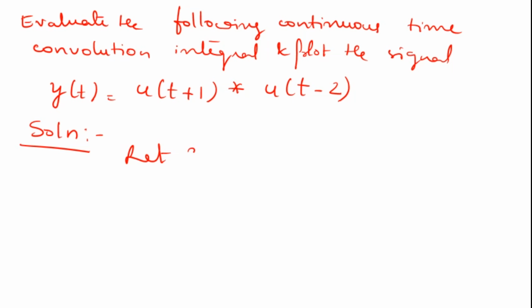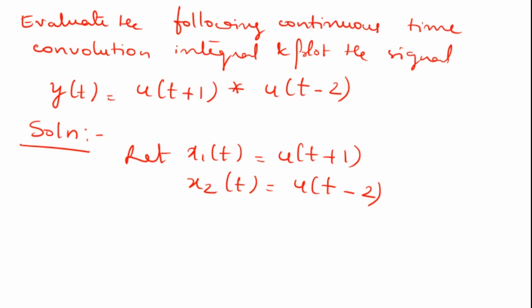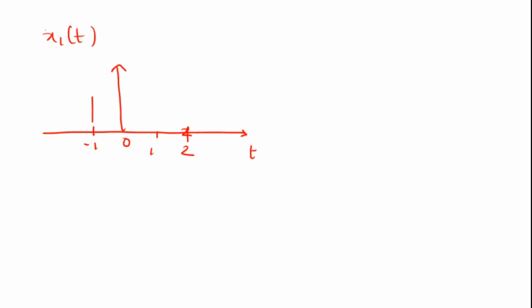Let x1 of t is equal to u of t plus 1, x2 of t is equal to u of t minus 2. Now we have to plot x1 of t and x2 of t individually. Then x1 of t is equal to u of t plus 1. That means we have to start it from minus 1 with amplitude 1.